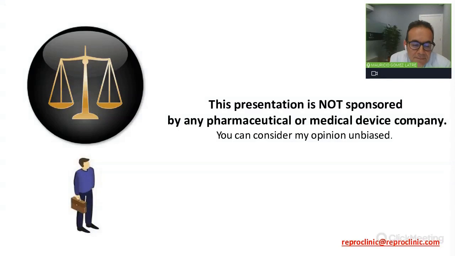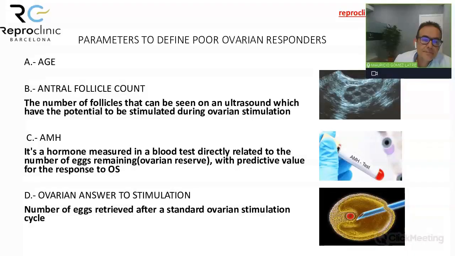First of all, I would like to declare that this presentation is not sponsored by any pharmaceutical or medical device company. That's why you can consider my opinion unbiased. Before defining the complex concept of POR, I would like to describe the main parameters considered to define it. That are the age, the clinical markers of ovarian reserve, considered as antral follicle count and stimulation hormone, and the ovarian answer to stimulation. Let's talk about the markers of ovarian reserve.